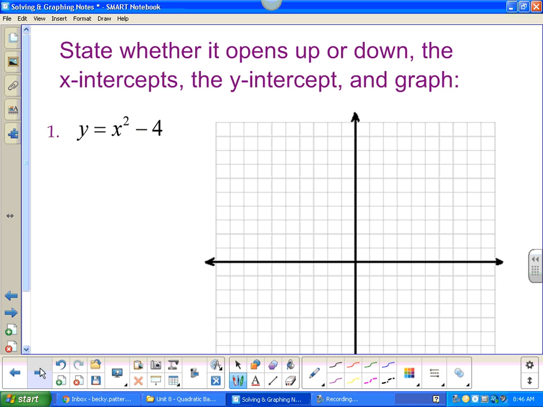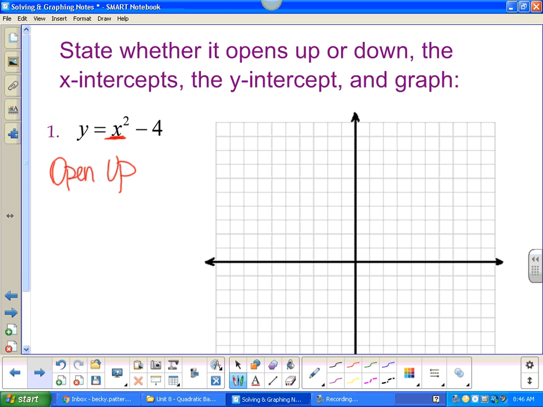So, looking at number 1, first of all, yes, he is quadratic because he has an x squared. And this function is going to open up because the x squared term is positive. I don't care about any of the other terms, but if the x squared term is positive, then he's going to open up.